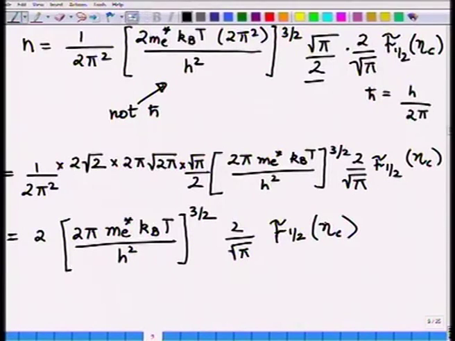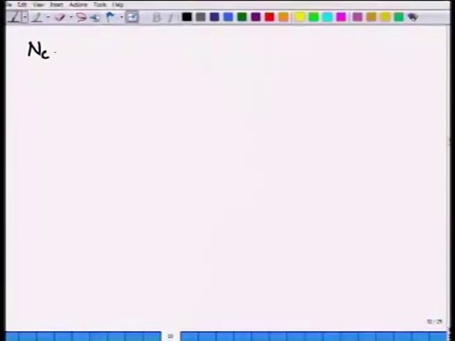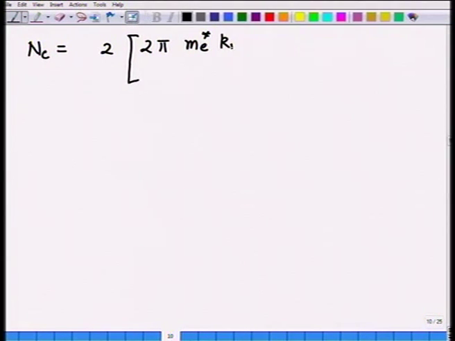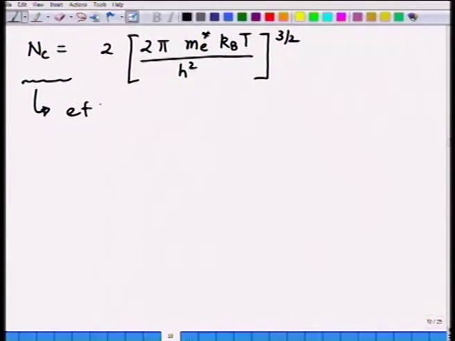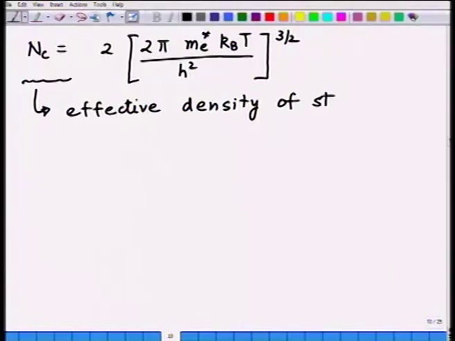So, this is what n is equal to now. This is our governing expression. Now, what I am going to do is define this quantity, I am going to write this quantity as N_C times 2 over root pi times the Fermi-Dirac function of order half, eta_c, where of course N_C is equal to 2 into 2 pi m_e star k_B T by h square to the power 3 by 2, and this quantity is called the effective density of states in the conduction band.